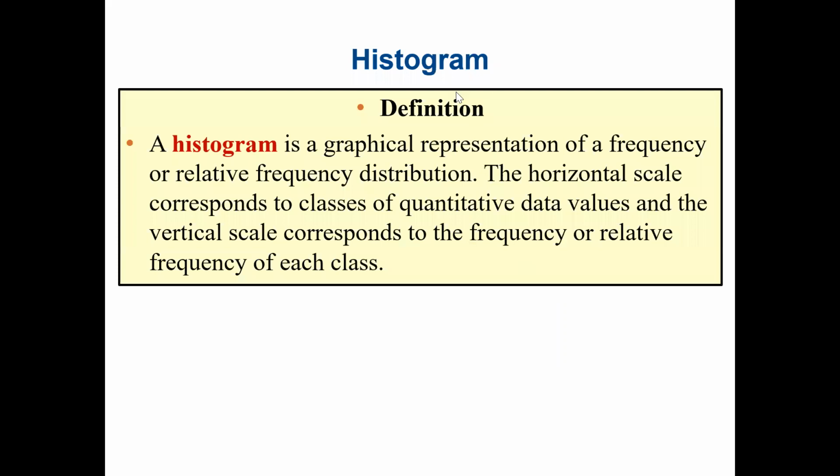So what is a histogram? Here we say a histogram is a graphical representation of a frequency or relative frequency distribution. The horizontal scale corresponds to the classes of quantitative data values, and the vertical scale corresponds to the frequency or relative frequency of each class.